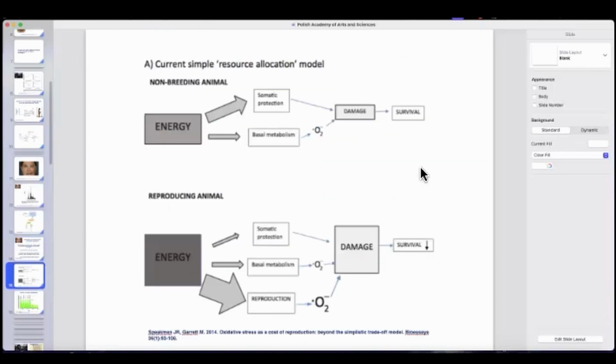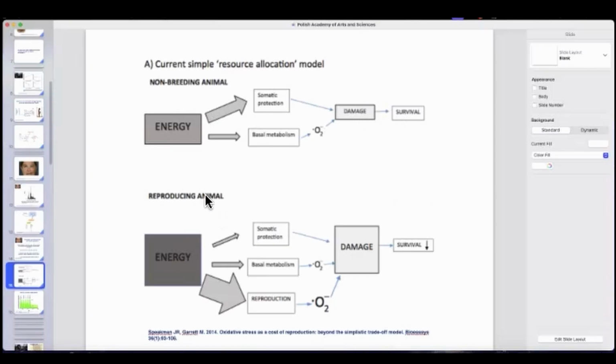Now, this idea isn't really new. It's been well established and discussed for many years, but within non-human animal models. This is a graph generated by Speakman, a very prominent metabolic physiologist. What he shows here is that when you look at a non-breeding animal, in this case rodents, birds, what have you, a lot of that energy goes to somatic protection, it goes to metabolism. These are reactive oxidative species, which cause oxidative stress. It causes damage and it affects survival.